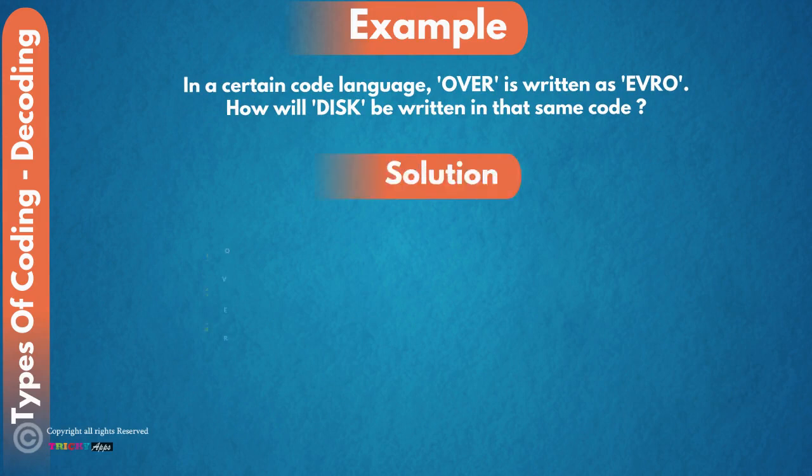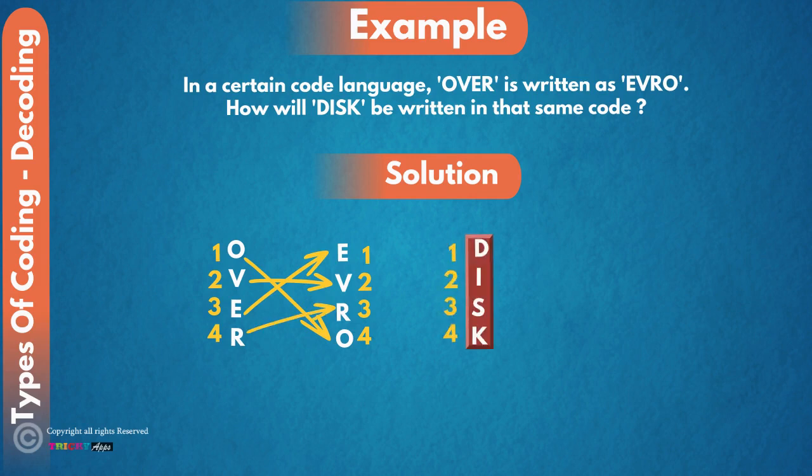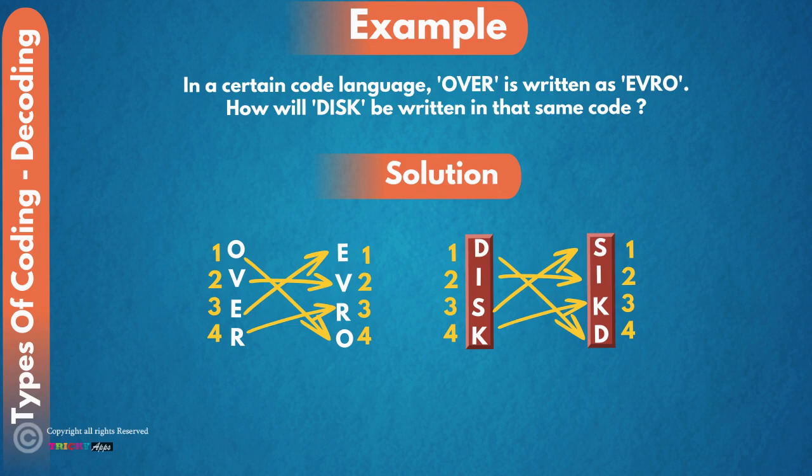Here, by observing this word, we will find the pattern as first letter O is relating to fourth position, second letter V is relating to second position, third letter E is relating to first position, and fourth letter R is relating to third position. So for disk also, let us apply the same pattern. So first letter D will be related to fourth position, second letter will be related to second position, third letter to first position, and fourth letter to third position. So here, the word disk can be written as SIKD.